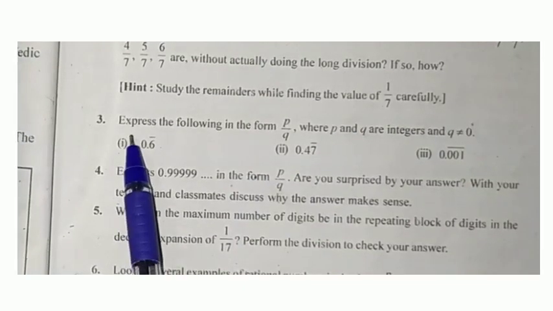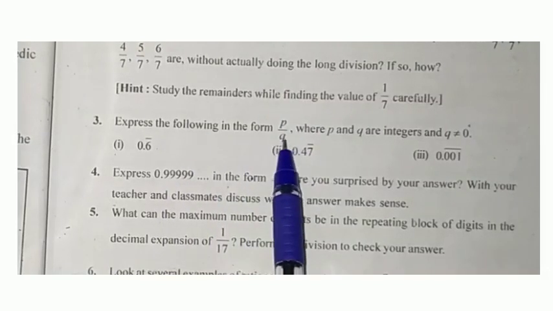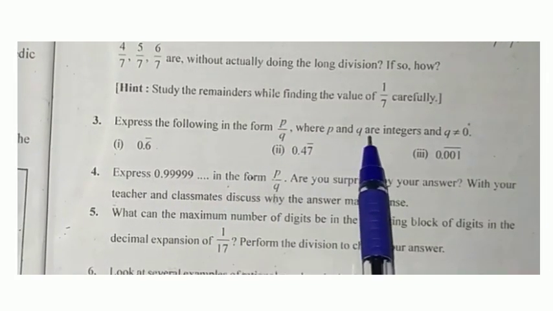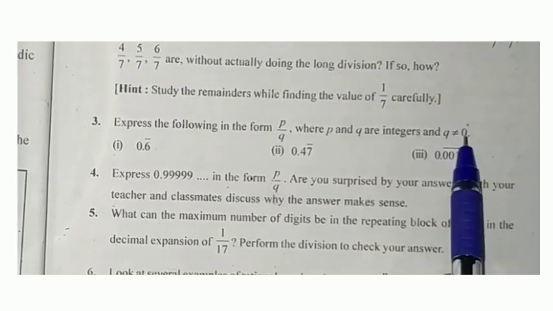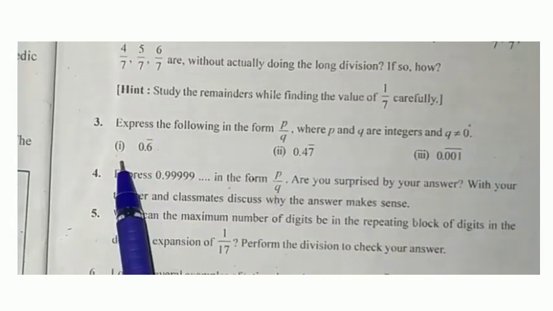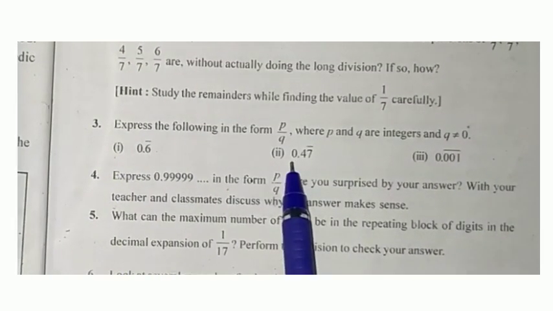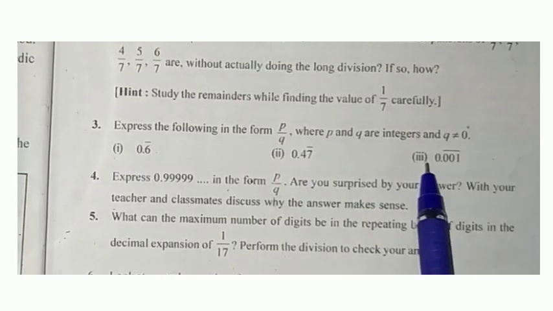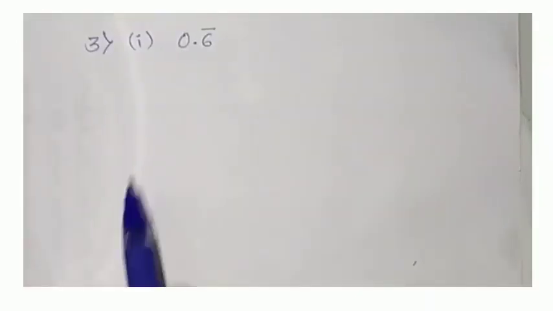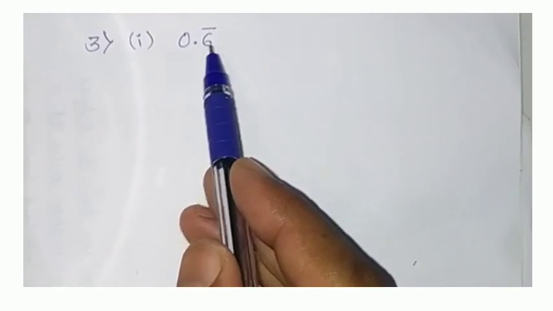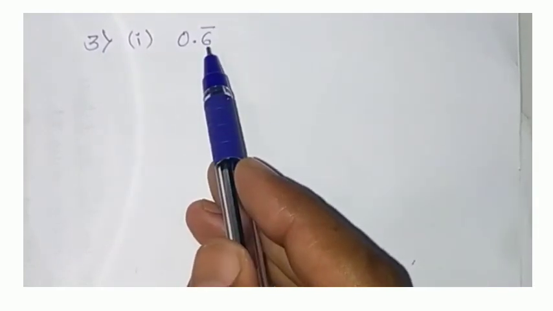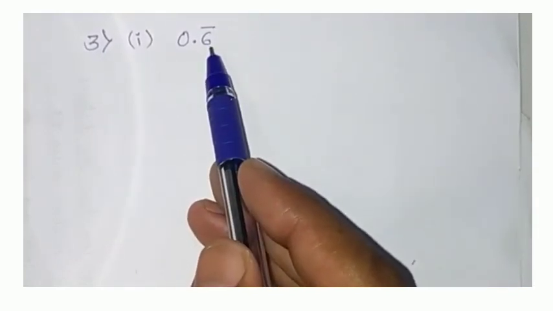Third question: express the following in the form of P by Q, where P and Q are integers and Q is not equal to 0. So here I will do the first one and second one. Third one is for your homework. Here they have given 0.6 bar. It means it is non-terminating recurring.